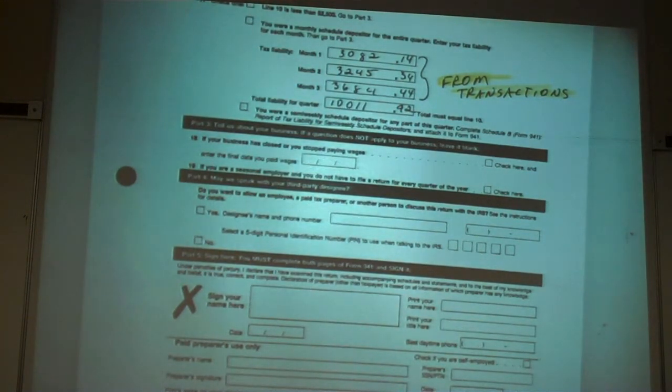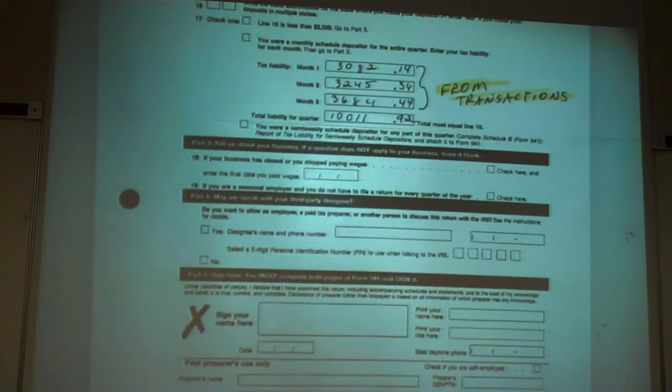That's the transaction that we already did. We didn't do step 16. It says write the state abbreviation for the state where you made the deposit. And what were we? What state were we? I don't even remember. Massachusetts, MA. And we can't check line number 17, so we have to fill out part 2. So I just added those 3 up. It was $10,011.92.